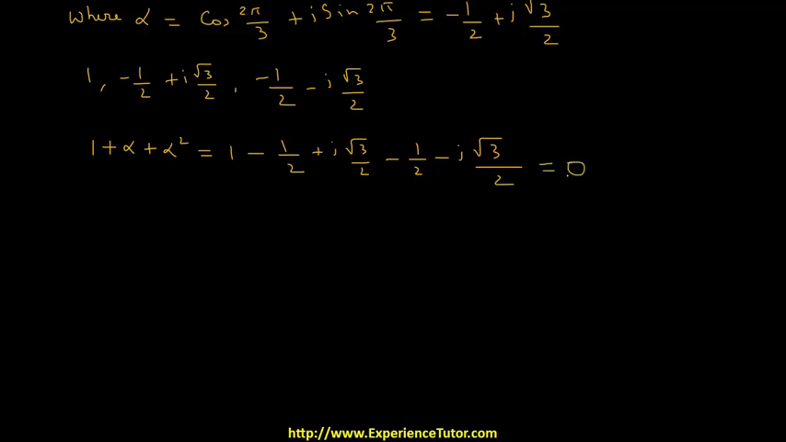The product of cube roots of unity is 1 into alpha into alpha square, which is equal to alpha cube, which is equal to 1.